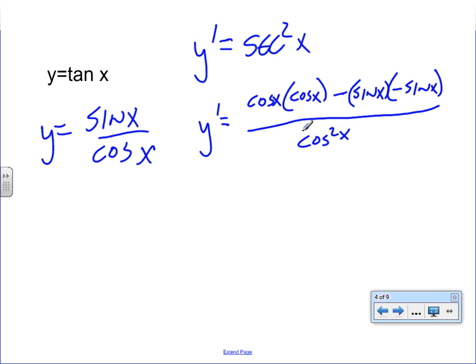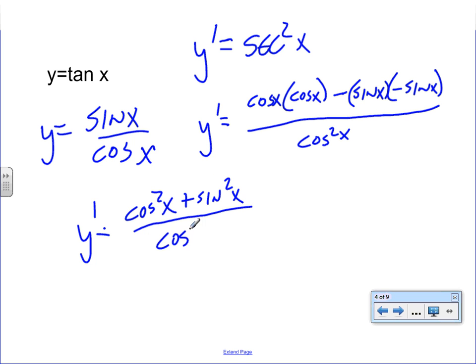Okay, and I write it that way instead of cosine of x squared. Cosine squared is what we're doing because we're squaring the cosine, not squaring the x. It makes it more clear. So what I've got up top is y primed equals cosine squared of x minus negative sine squared, so let's make it plus sine squared of x all over cosine squared of x.